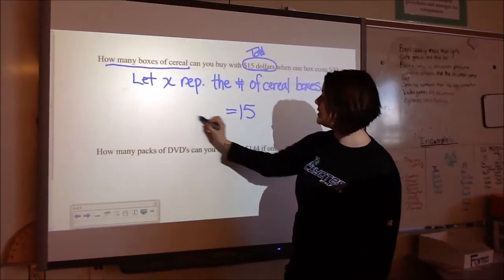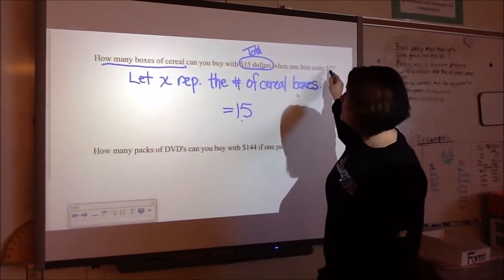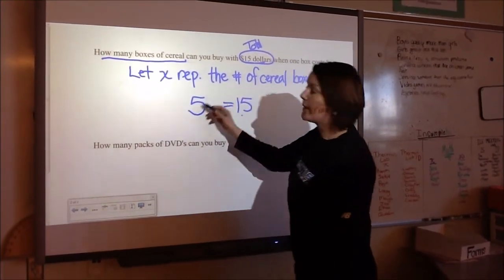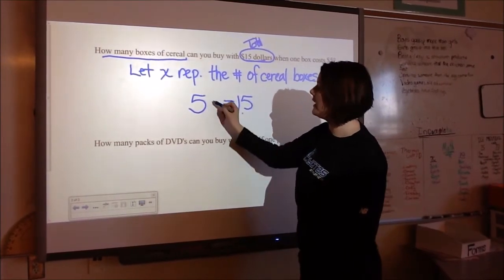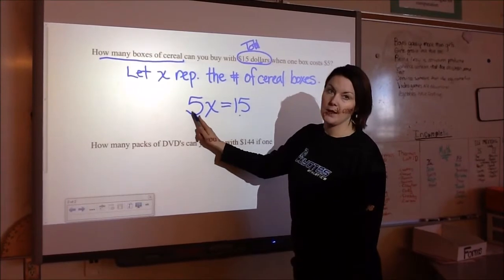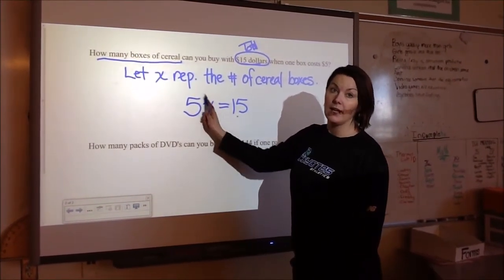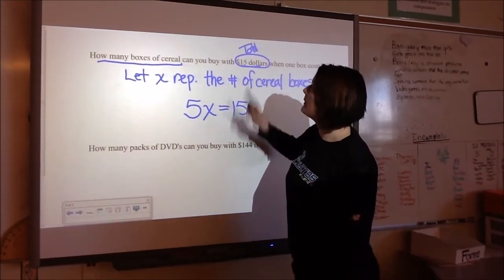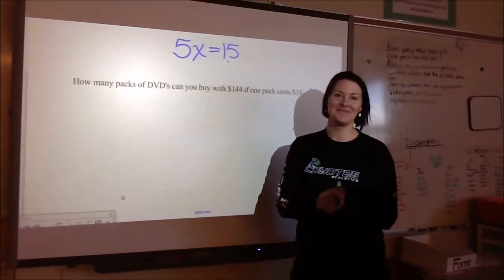So our whole equation is going to equal $15. We know that each cereal box costs $5, and it depends on how many cereal boxes that you buy, how much you're going to multiply by 5. So if we say 5x equals 15, that's going to be the cost of the cereal box times how many cereal boxes you get. If you multiply those together, you will get the total amount that you spent. Okay? So that's the equation for that one.